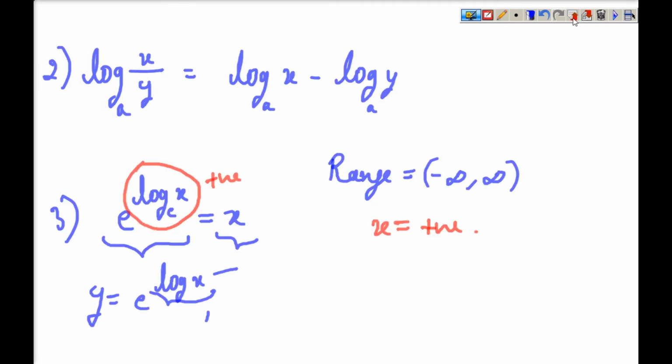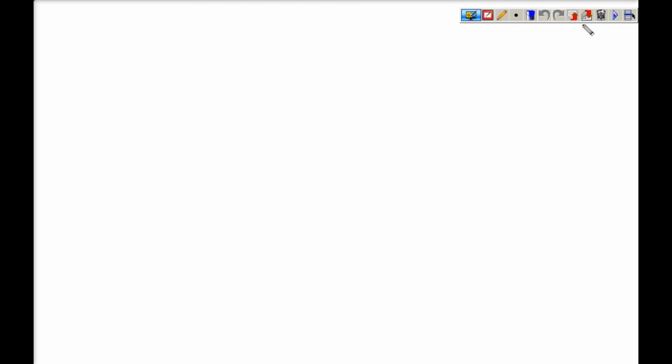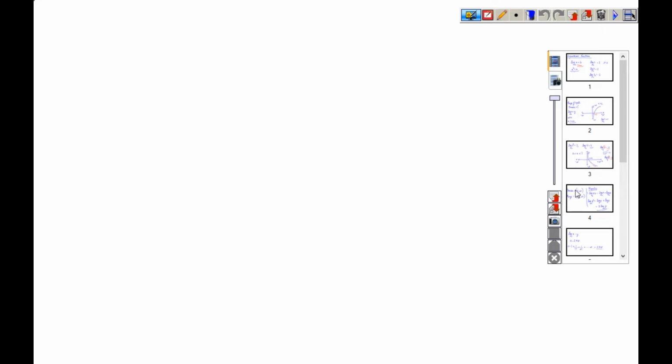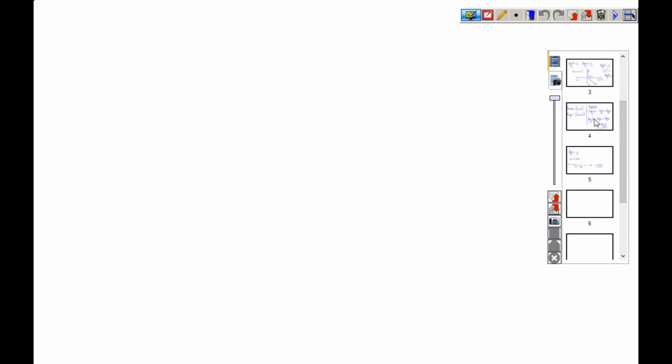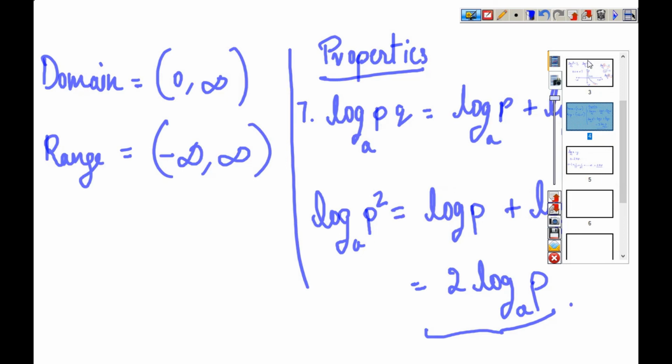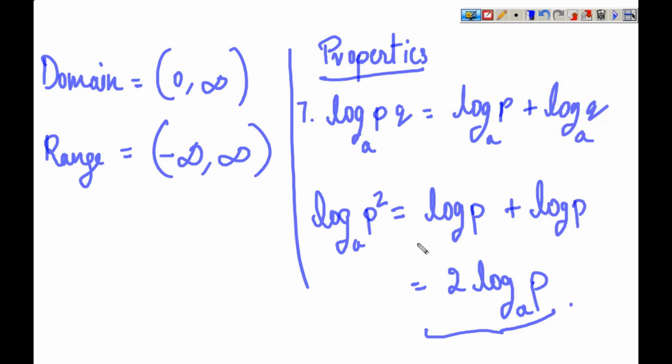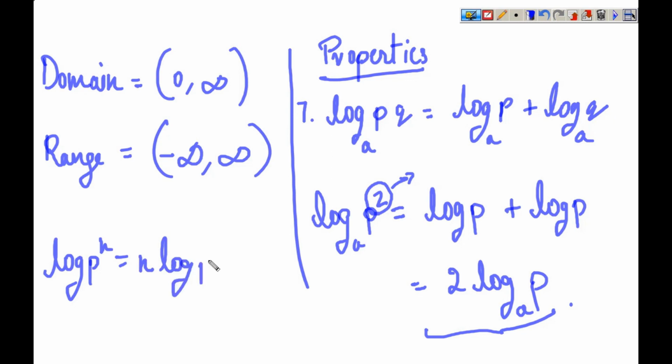Now using the previous property, I had shown that log to the base a of p square can be written as 2 log p. Here we can see that this 2 is a positive number. When it is positive, it is possible to write it like this, 2 times log of p. So for any number, log of p to the power n can be written as n log p, provided that n is a positive integer.